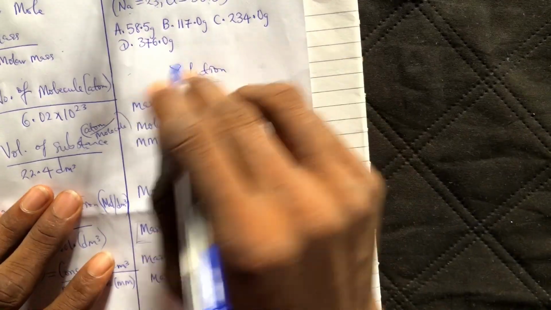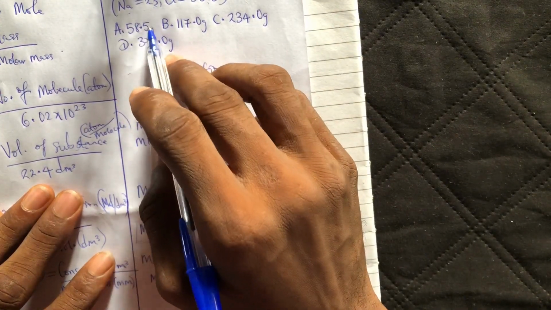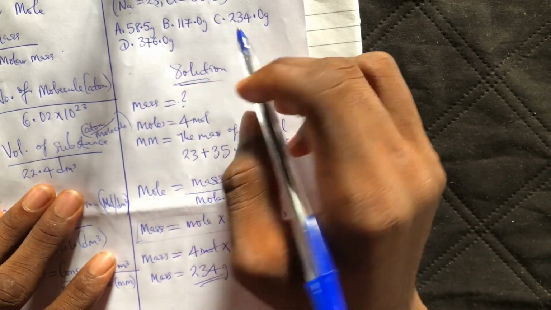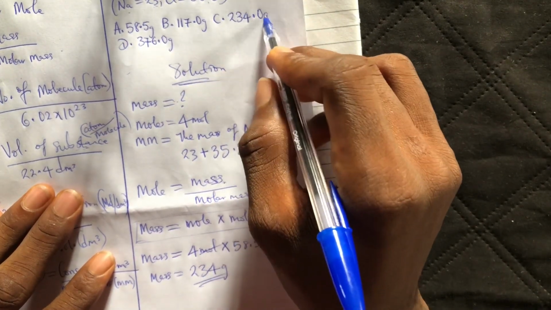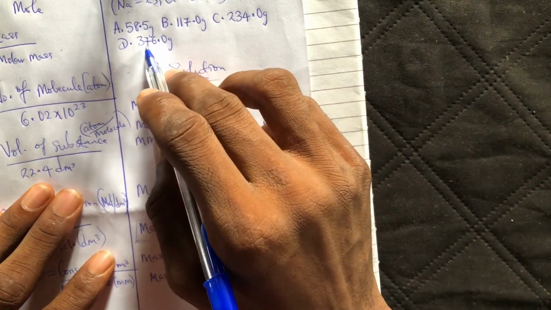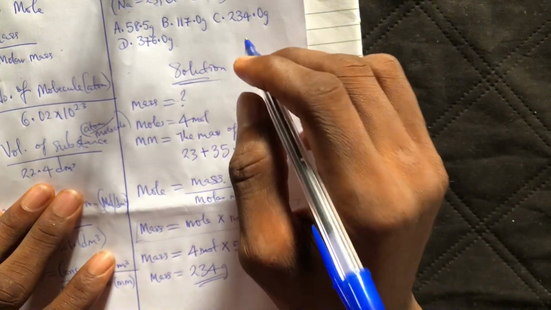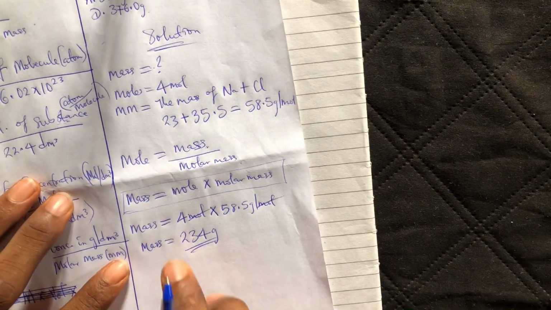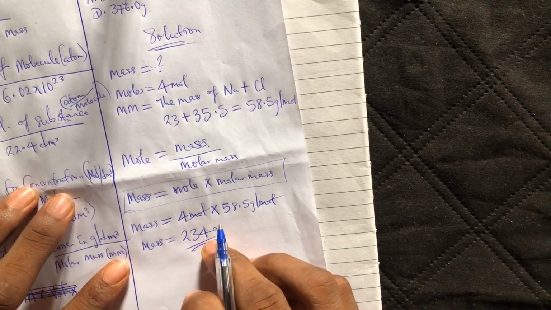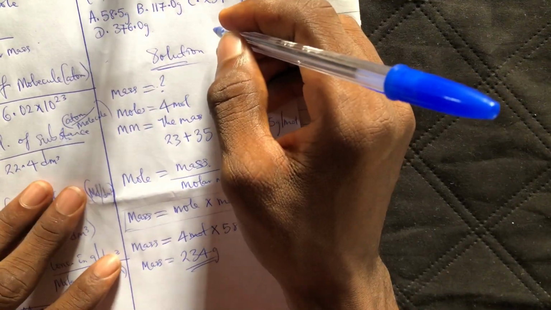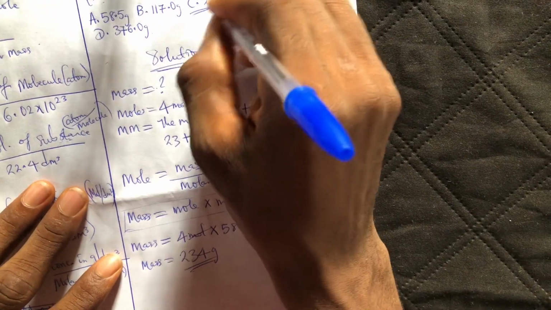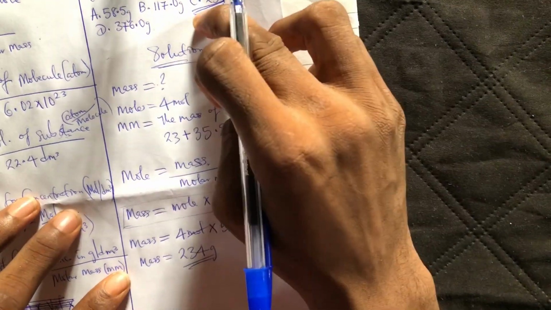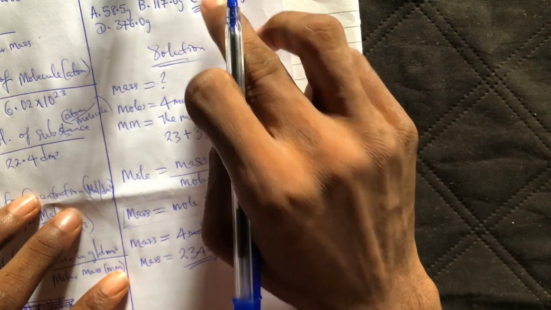Now the options are A, 58.5 gram, B, 117.0 gram, C is 234.0 gram, D is 376.0 grams. So which option do you think is the right option from the answer that we've gotten, that our mass is 234 grams? The correct option here is option C. Okay, now this is our correct option, so the answer is C. The answer for this particular question is C.